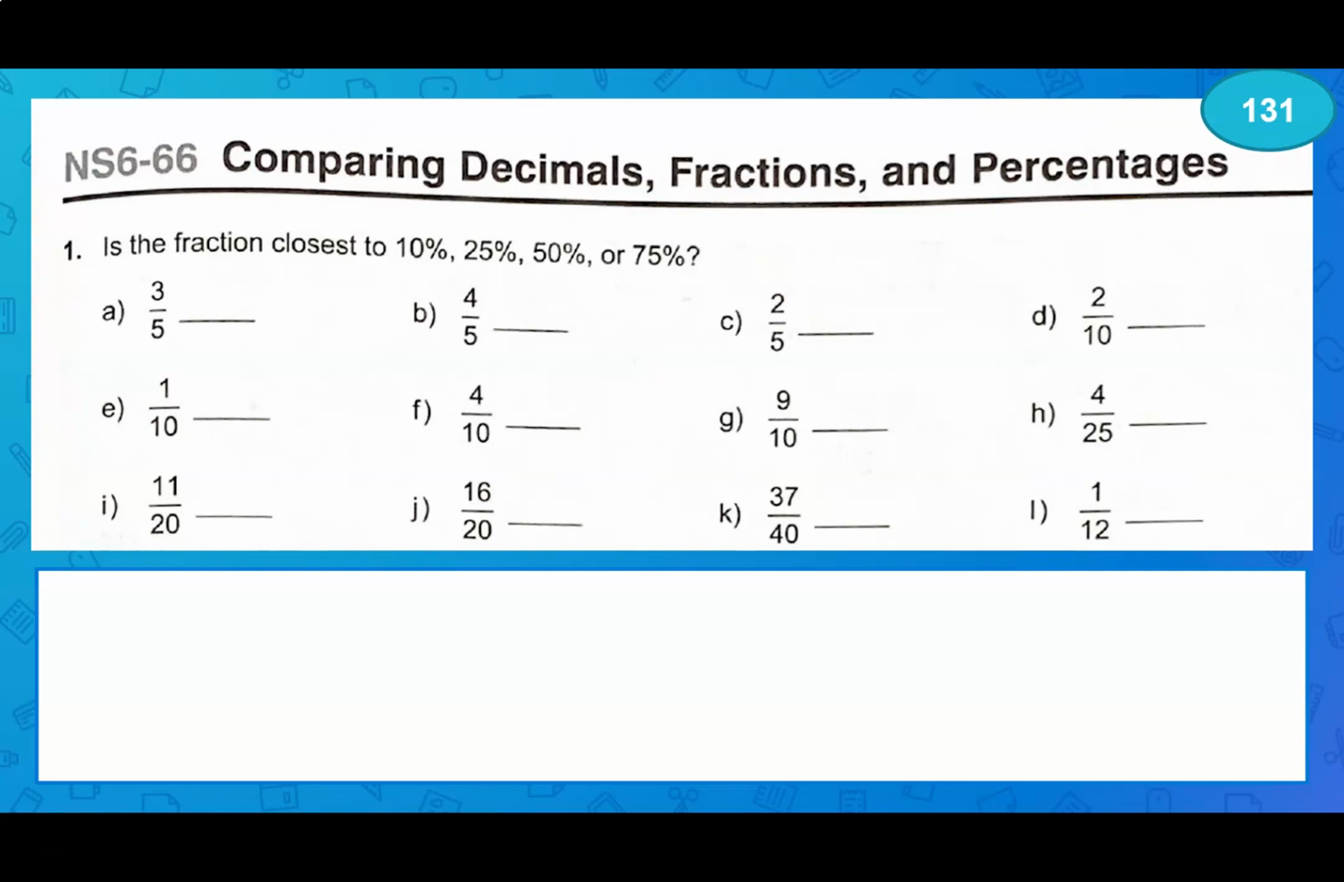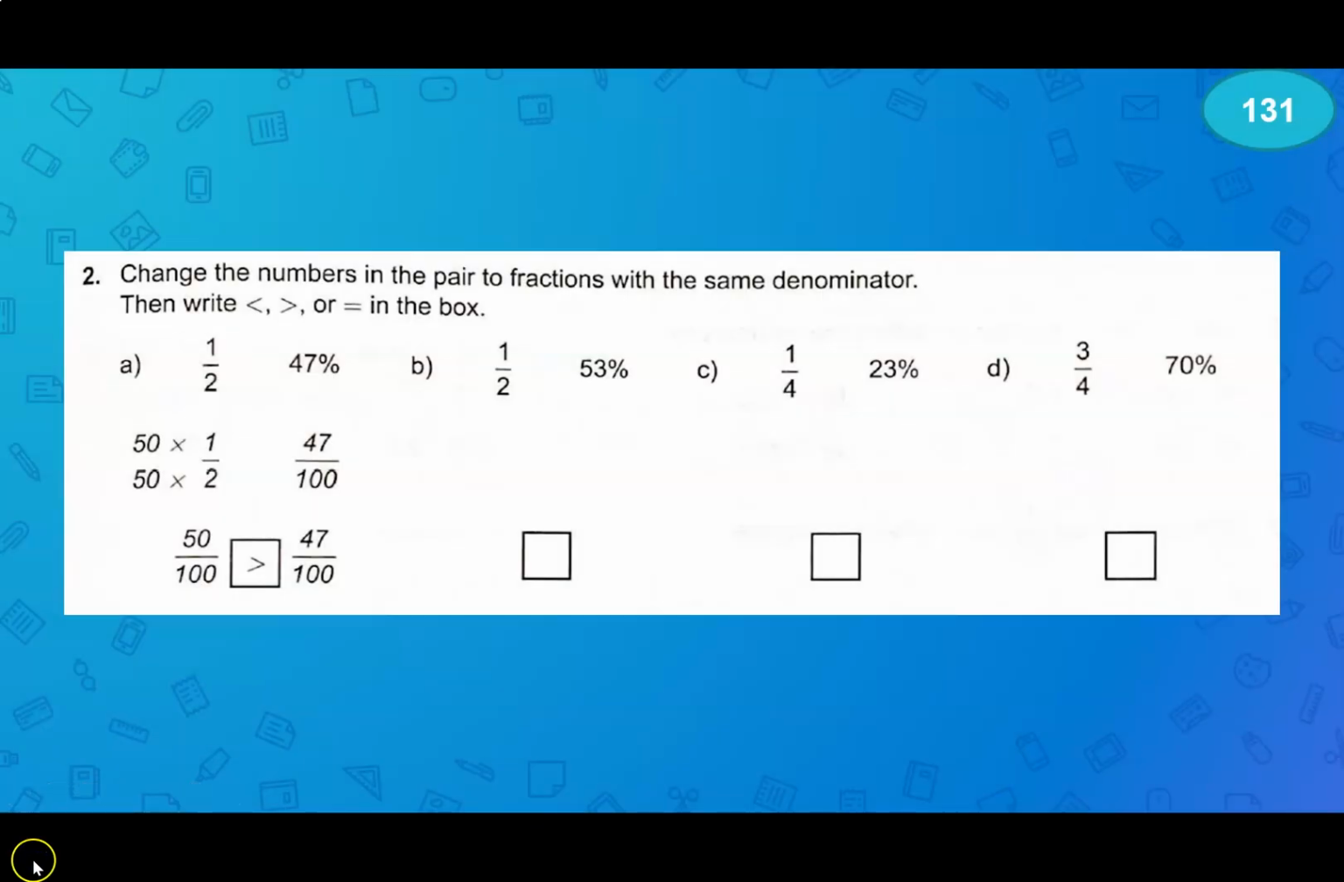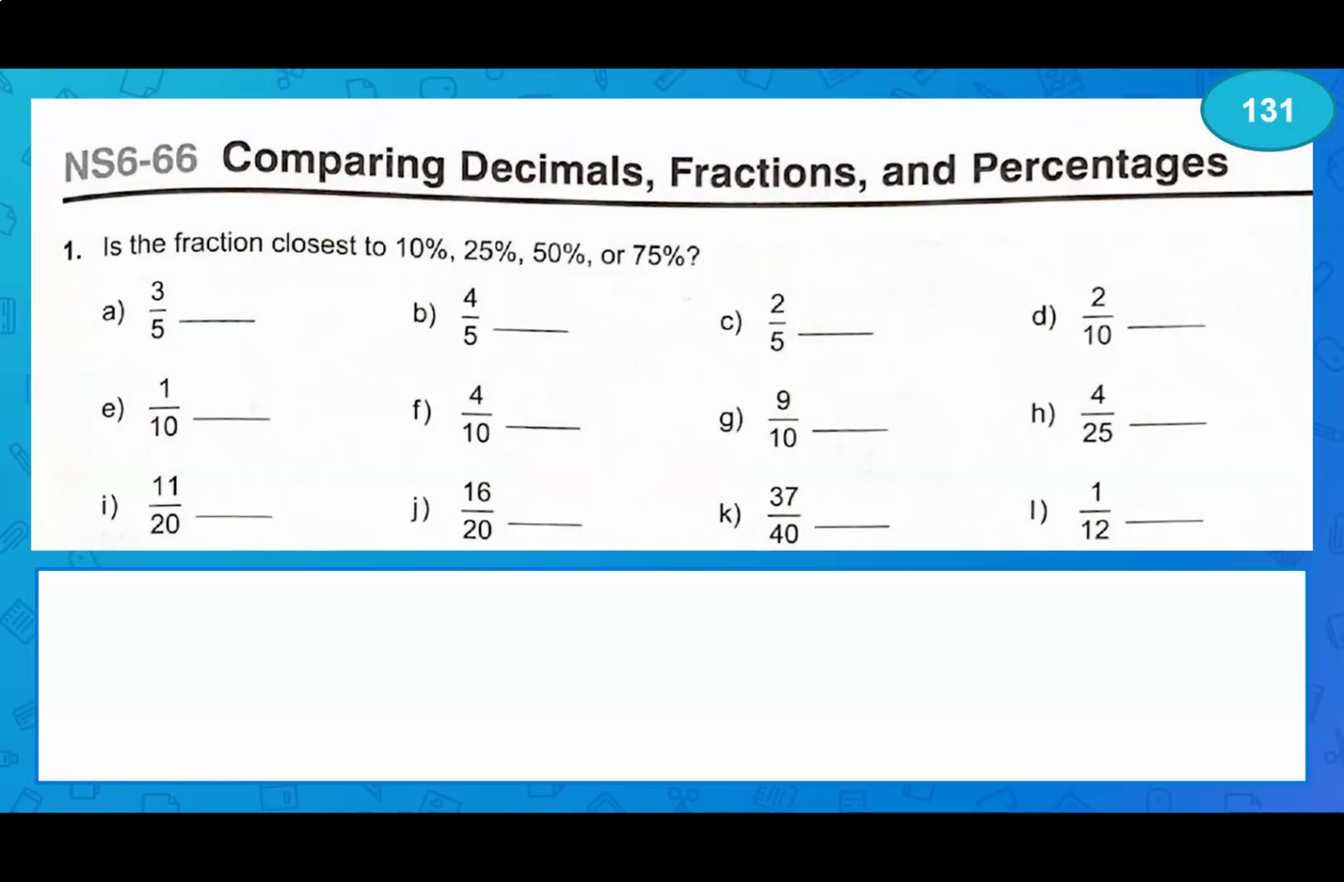Let's turn to page 131 and get started in our Jump Math book. Question 1 says, is the fraction closest to 10%, 25%, 50%, or 75%? There are many ways that you could tackle this question. I will try to show you a few of these ways. One thing to remember, though, is that you don't always need to find the exact value of these fractions. You're just stating which it's closest to.